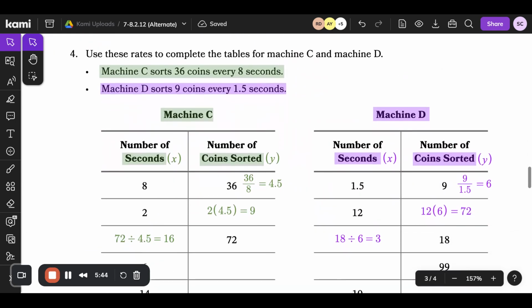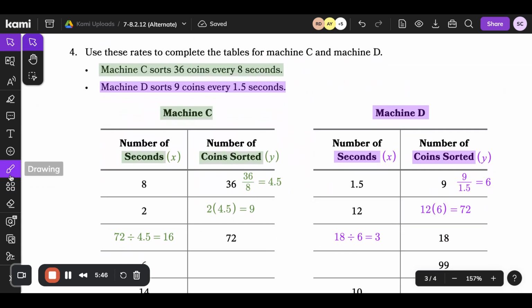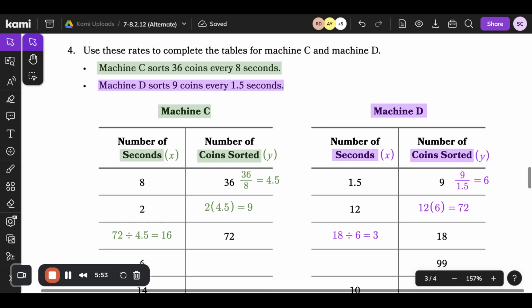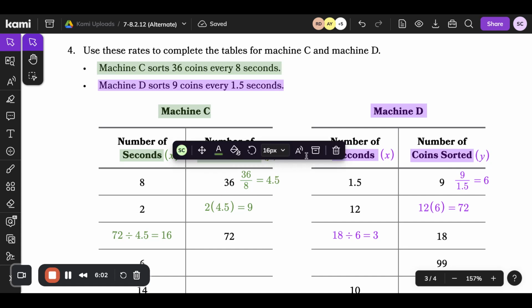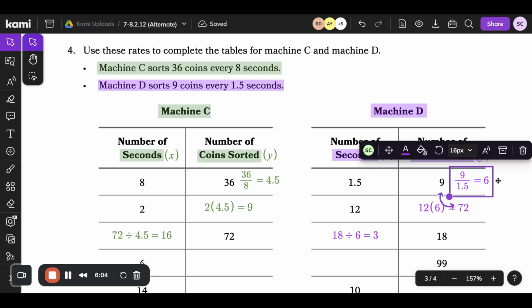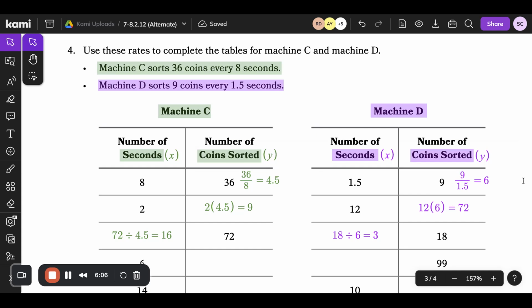Going on to number 4, doing the exact same thing again, but we have machines C and D. So the very first thing you're going to do for machines C and D is figure out what their constant is by dividing y by x. So for machine C, it is 4.5 coins per second. And for machine D, it is 6 coins per second. So if you were to compare their constants, we know that D would be a machine that sorts coins faster because its constant of 6 is greater than machine C's constant of 4.5.